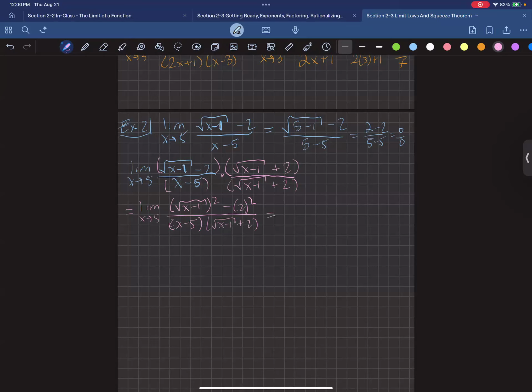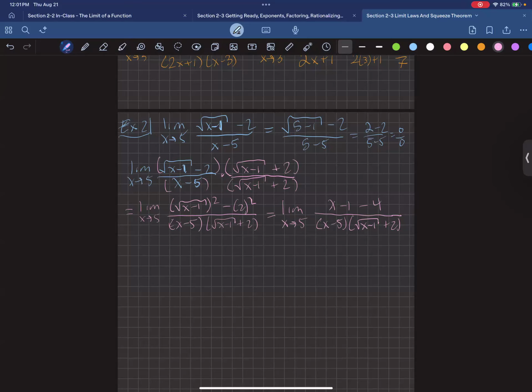So this top, and make sure you keep writing limit. Notice I keep writing limit every single time. Don't stop writing limit because it's wrong if you do. It's bad notation. And there's a good chance you'll end up forgetting you were even taking a limit in the first place. This is x minus 1 minus 4. And that's x minus 5 times square root of x minus 1 plus 2.